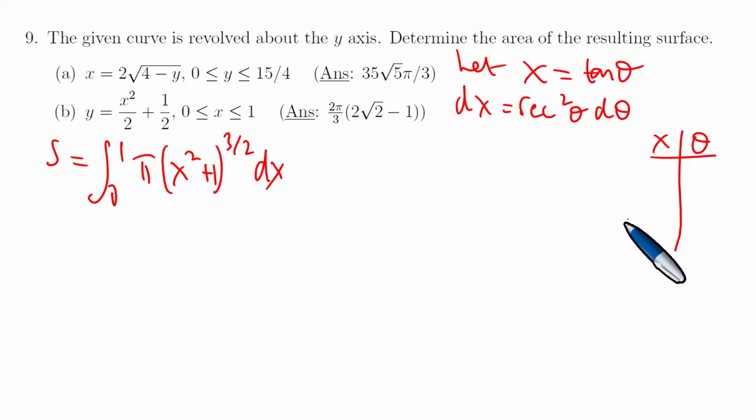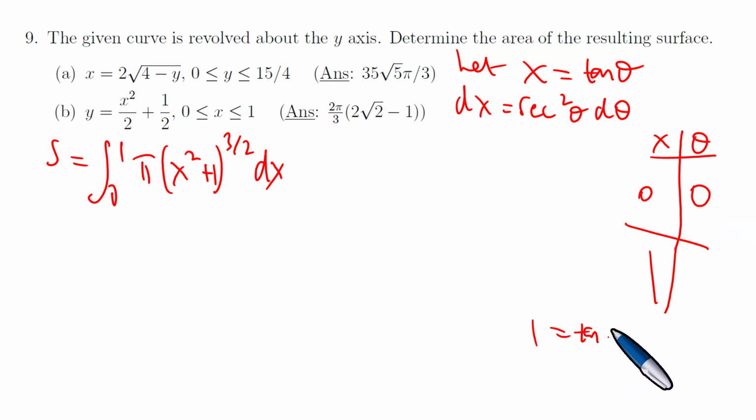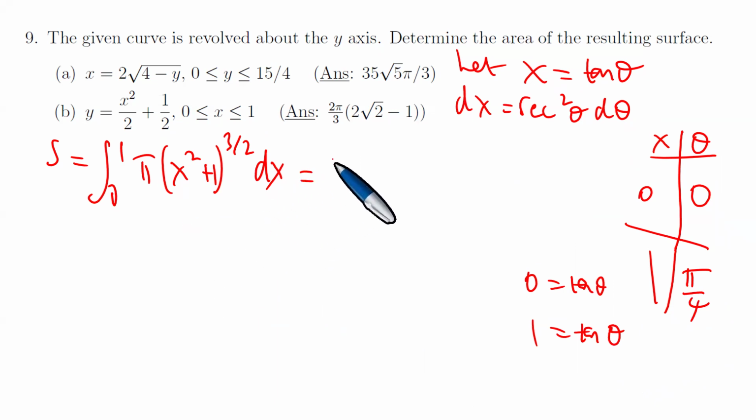x is from 0 to 1. Whenever x is 0, you put it here, and then you have arctan 0, and arctan 0 becomes 0. You put x equal to 1, so that tan 0 equals tan theta. So arctan 1 is pi over 4. So this one here, you're now going to be integrating from 0 to pi over 4 radians.